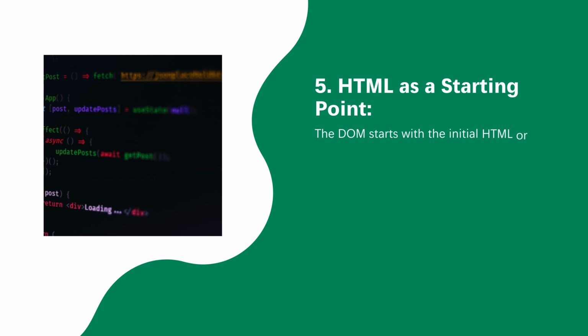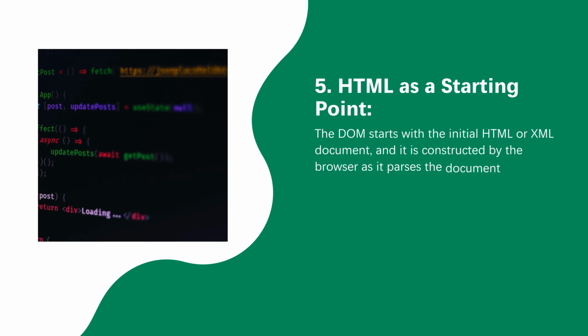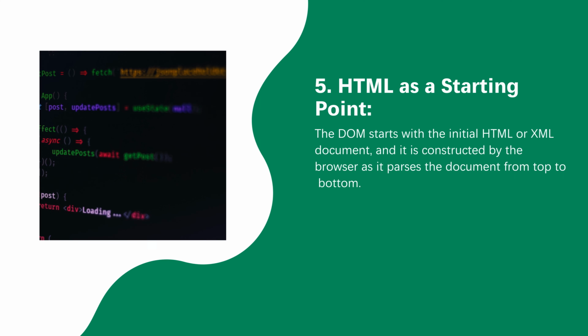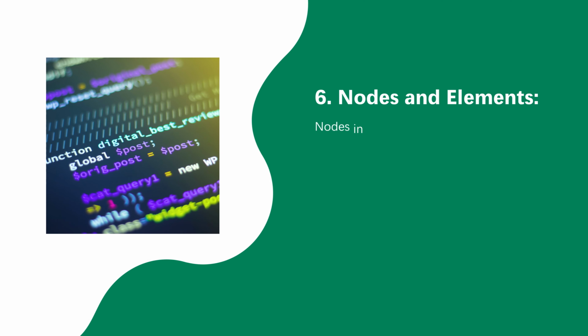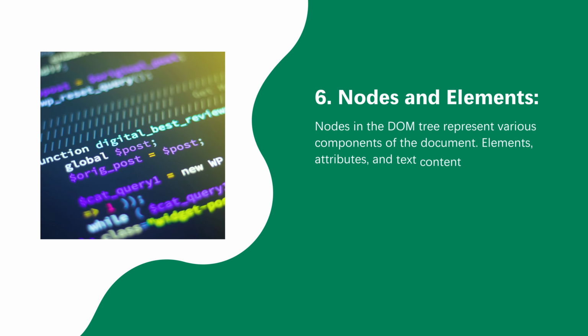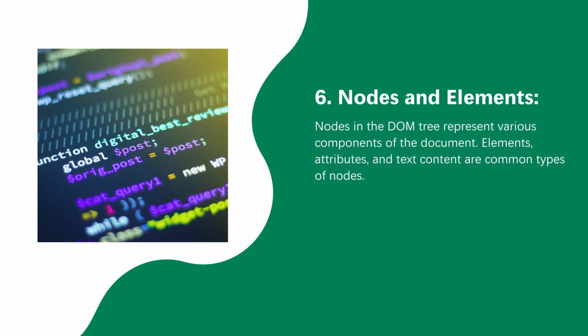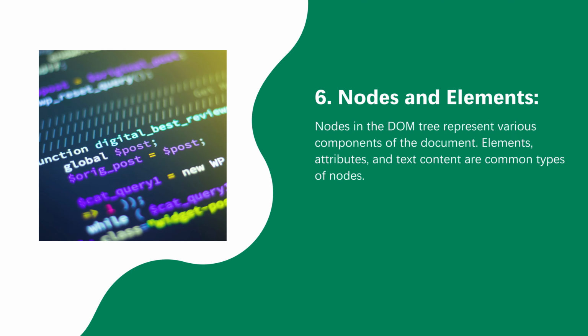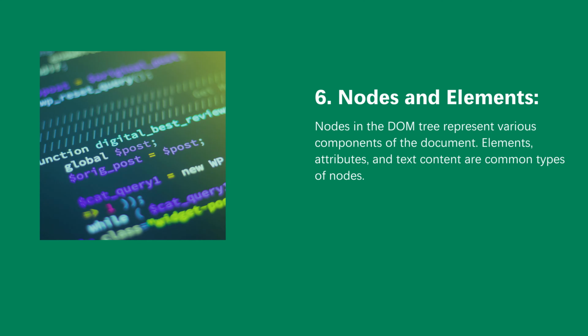HTML as a starting point. The DOM starts with the initial HTML or XML document, and it is constructed by the browser as it traces the document from top to bottom. Nodes and elements. Nodes in the DOM tree represent various components of the document. Elements, attributes, and text content are common types of nodes.